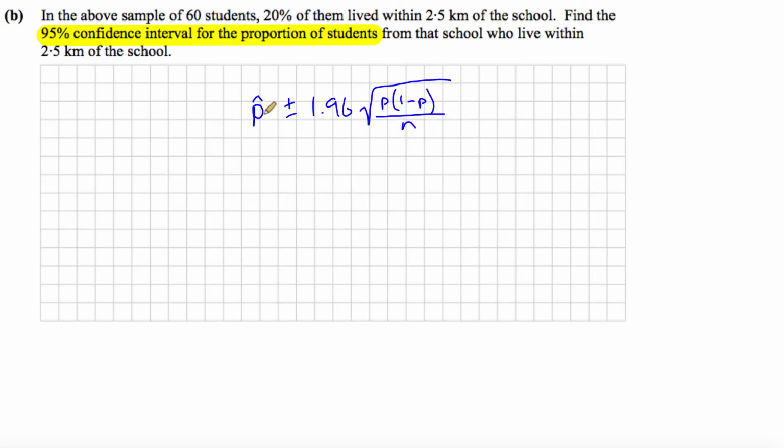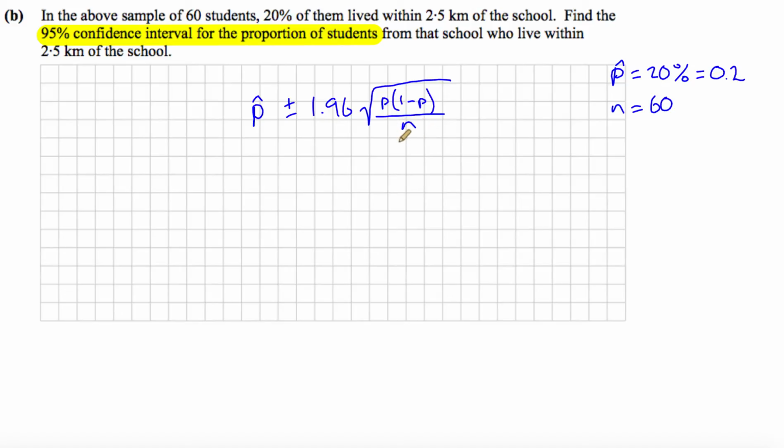So this p with the hat on it stands for the sample proportion. The 1.96 here is linked to the 95% confidence figure. The p is the population proportion and n is the sample size. So we're going to work out some of our values here. Well, the sample proportion that we're talking about is 20%. So p hat is equal to 20%, and we're going to express that as a decimal, so that's 0.2. So that's our p hat value. Okay, and our sample is 60 students, so that's our n value. n is 60.